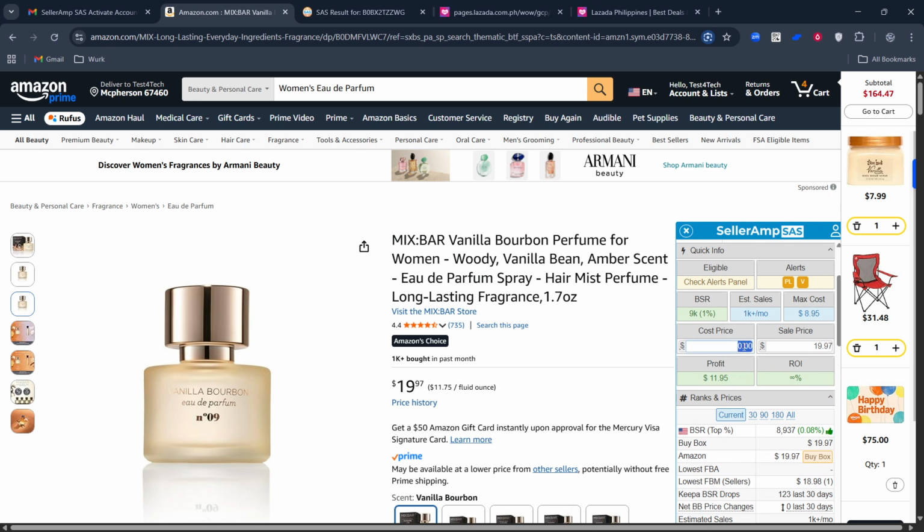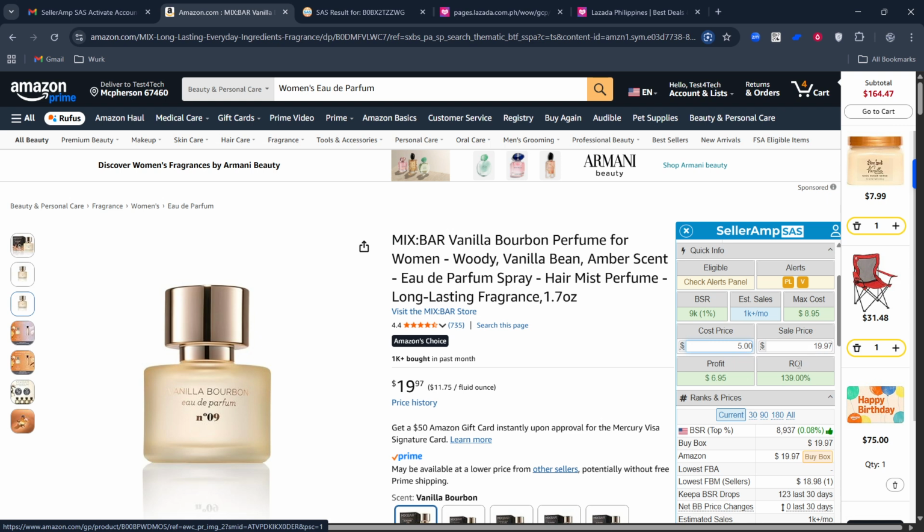All you need to do is enter two numbers, your cost price, which is what you pay to buy the product, and your sale price, which is the price you plan to sell it for on Amazon. The moment you enter those, everything updates instantly. Start by typing in your cost price and your intended sale price. That's it. Selleramp does the math for you, so you can focus on making decisions instead of spreadsheets.